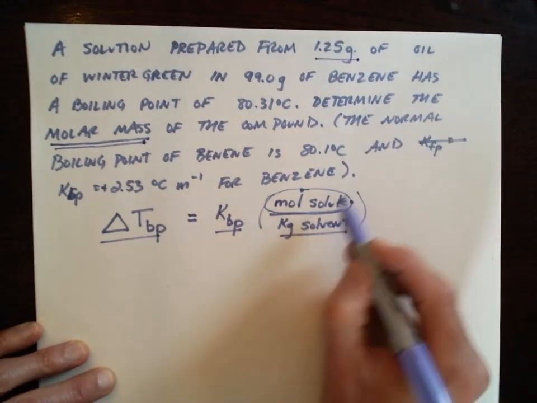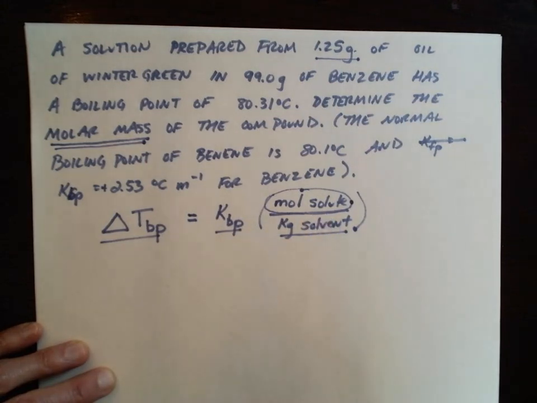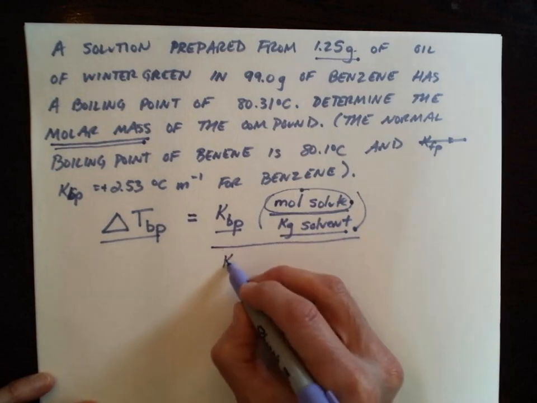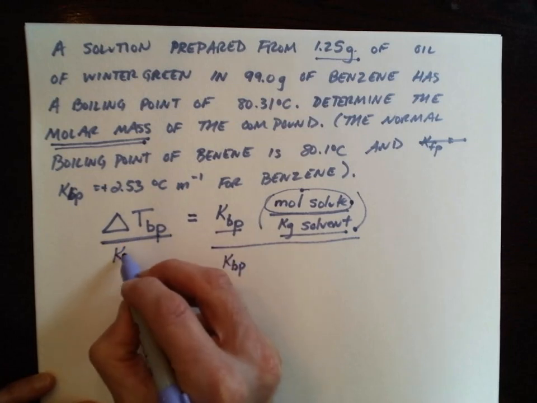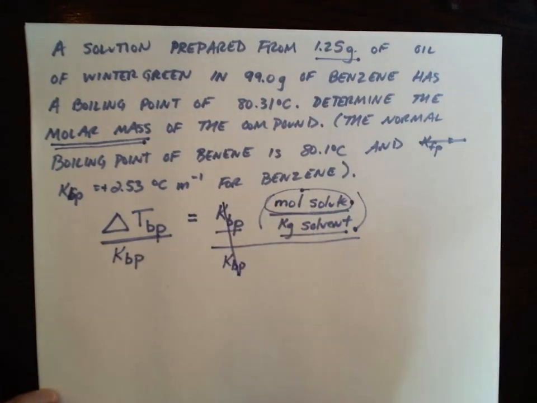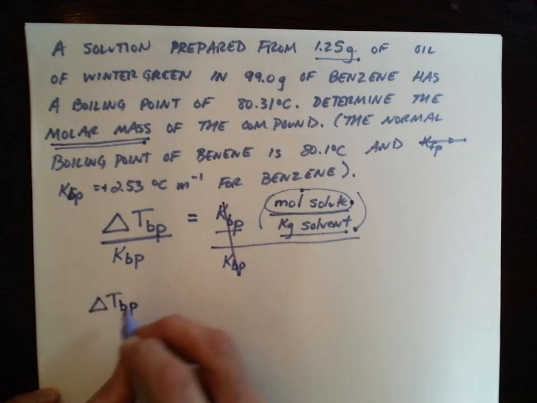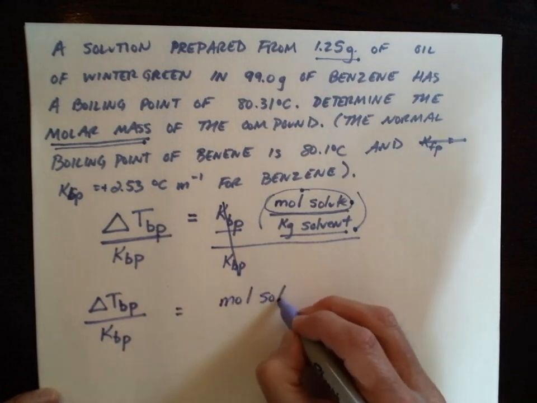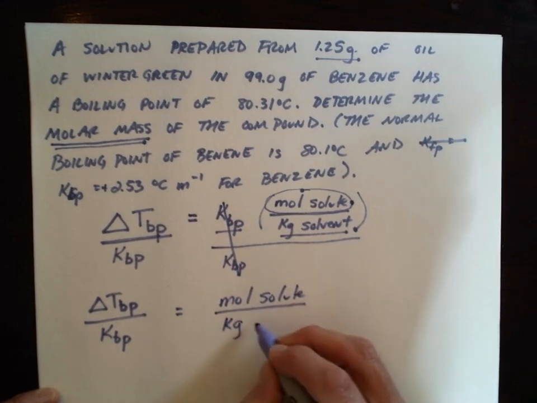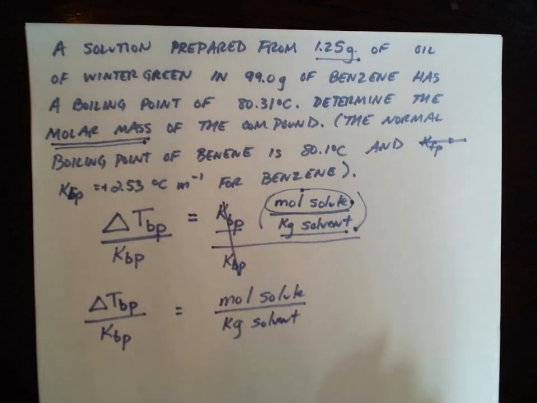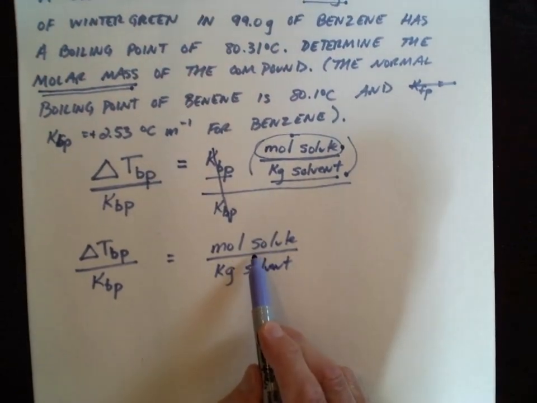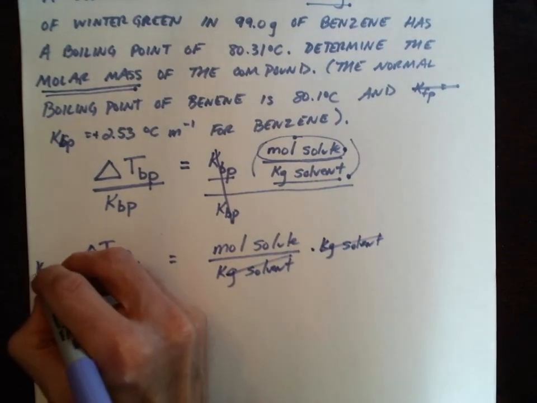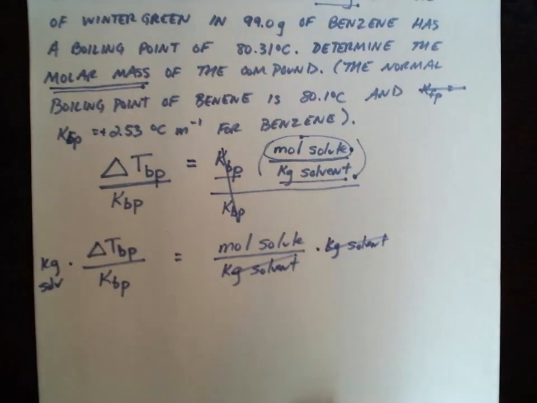Notice we have the grams of the solute, and we can use this, this, and this to find the moles of the solute. So doing a little bit of algebra, we're going to divide both sides of this equation by Kbp. And that gives us the change in temperature of the boiling point divided by the boiling point elevation constant. That's going to be equal to the moles of solute divided by the kilograms of solvent. Of course, this is what we want. We want to find this so that we can get to the molar mass. So let's multiply both sides of this by kilograms of solvent.